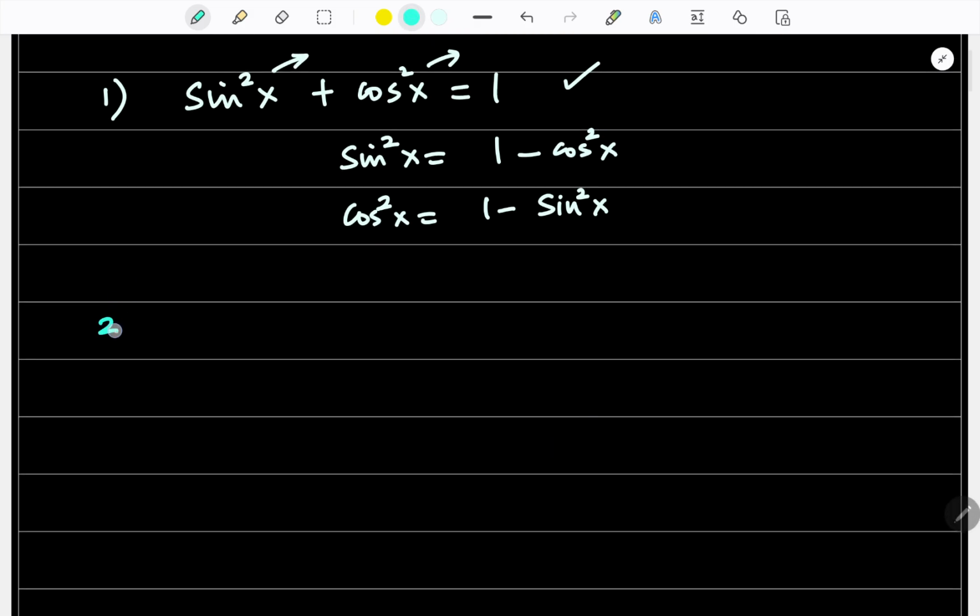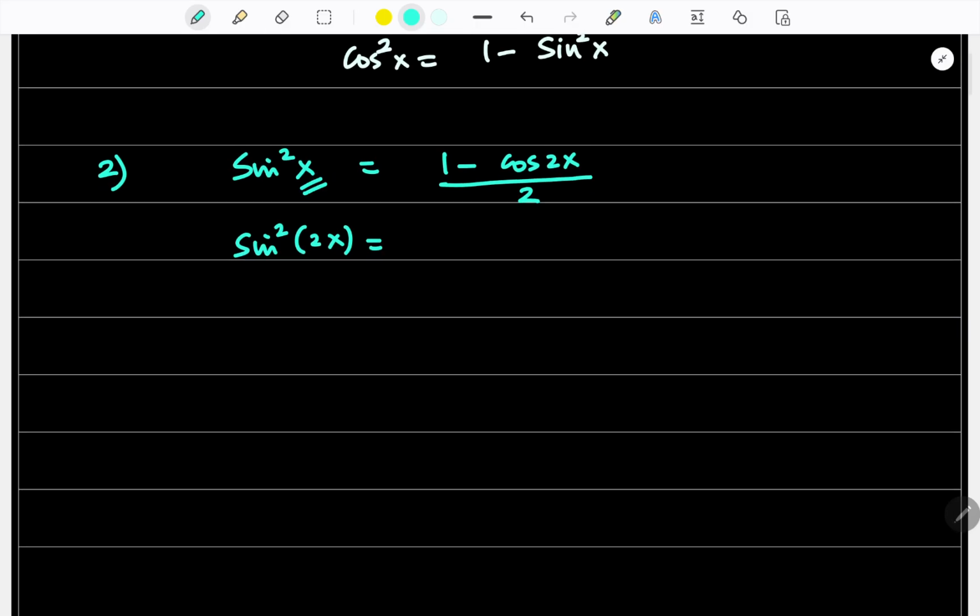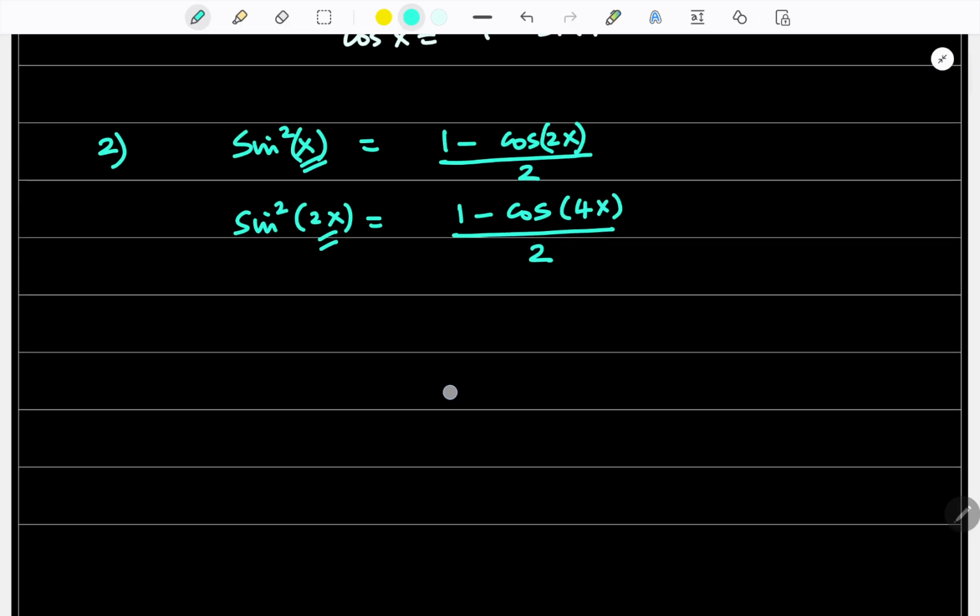Let's go to the second rule. Rule number 2. sin²x, how can I write it in terms of multiple angles? 1 minus cos2x divided by 2. And sin²2x: suppose the angle is multiplied by 2, 3, 4 like that. See here it is x, multiplied by 2, so this angle becomes double. So it becomes 1 minus cosine of double it, so it will be cos4x divided by 2. Suppose you get 3x, it will be what? 6x. Keep in your mind.